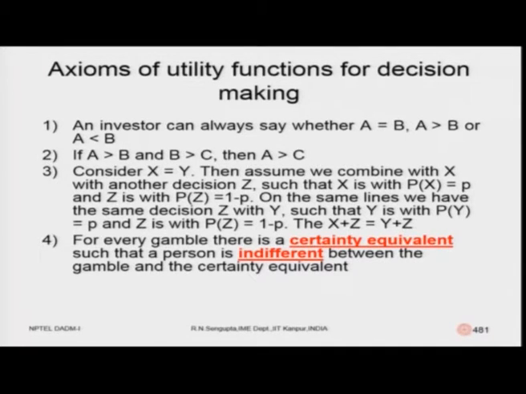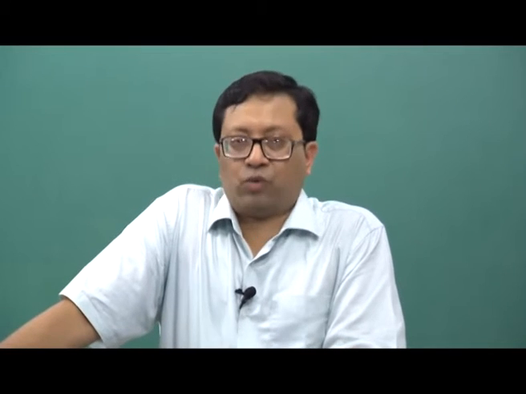So, we are combining x with z and x with y, such that the probability of y is also equal to p. In that case, the probability of z is 1 minus p. So, we are combining x and y in some proportions with z and other decisions, and the probabilities remain the same for both cases. The same means x and z are being combined corresponding to the probabilities of p and 1 minus p. Similarly, y and z would be combined corresponding to the probabilities of p and 1 minus p.